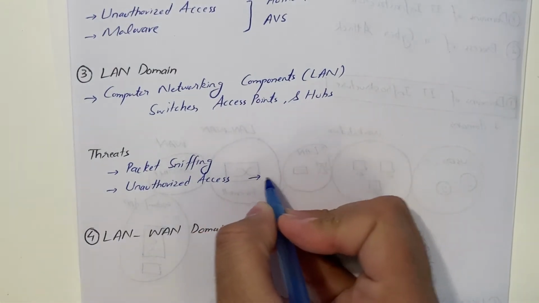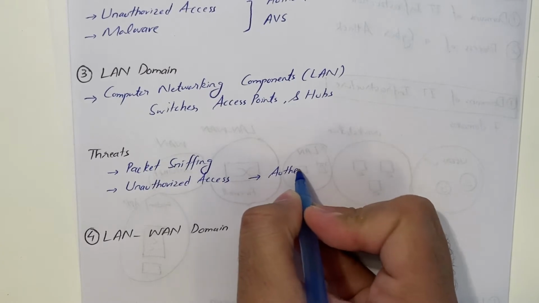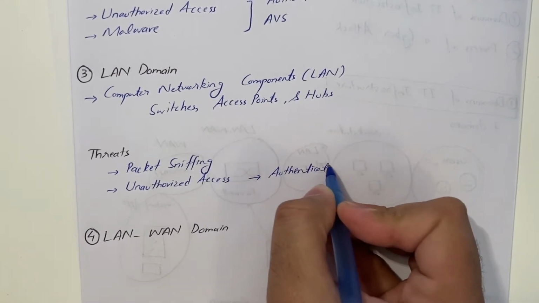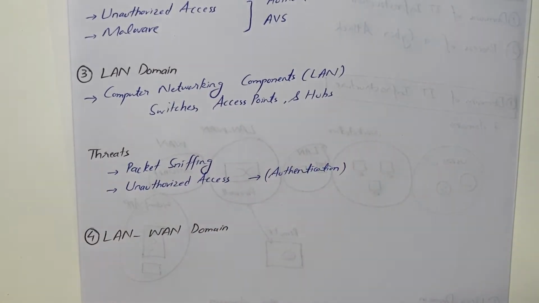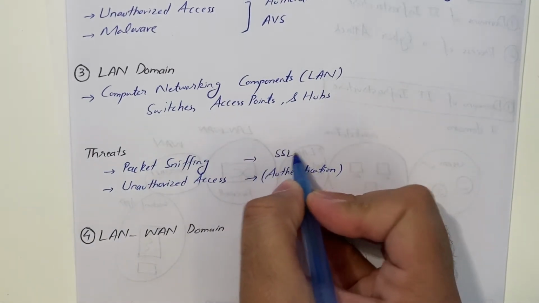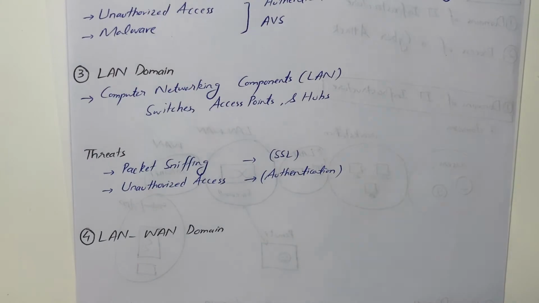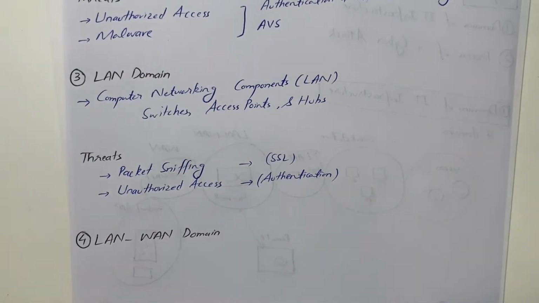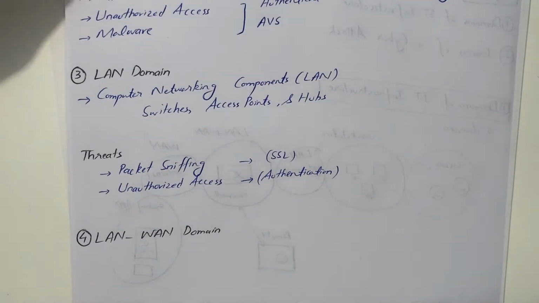Again, unauthorized access can be avoided by using authentication. If you implement an authentication system, that helps. And packet sniffing can be avoided if we use SSL, or there are other security protocols as well, where the information goes in an encrypted form. We'll talk about SSL in detail.